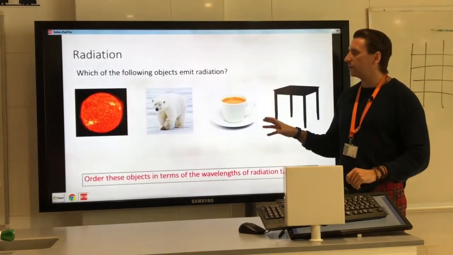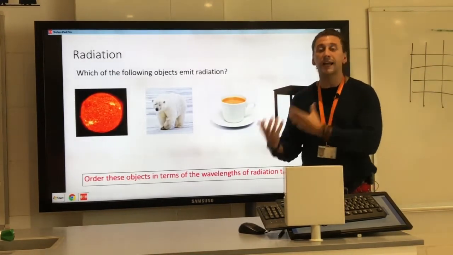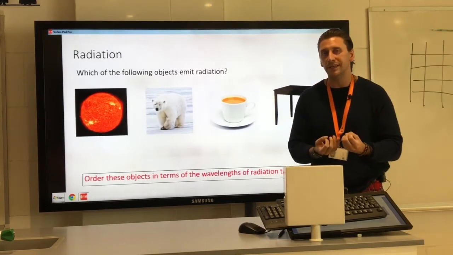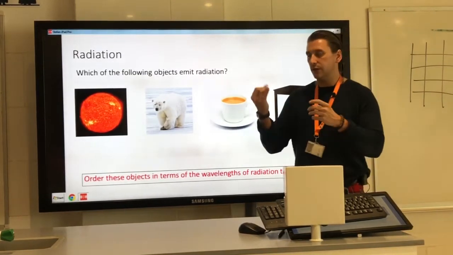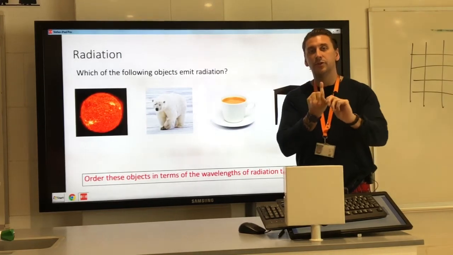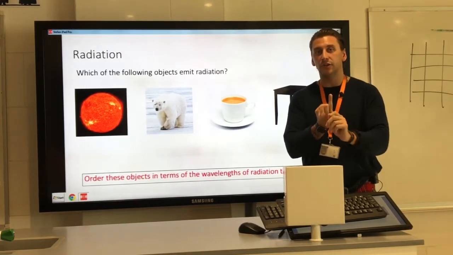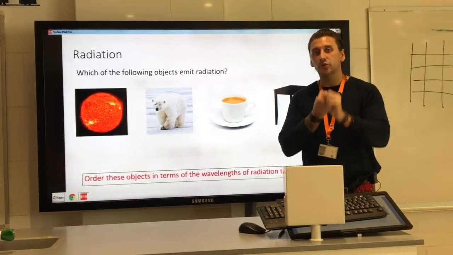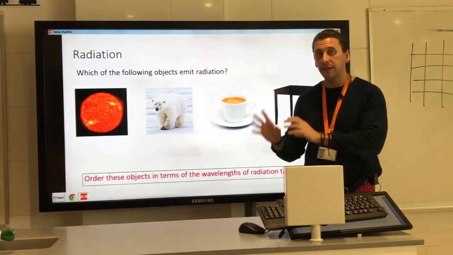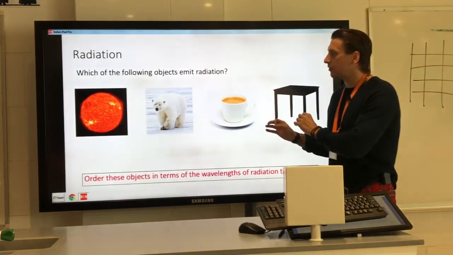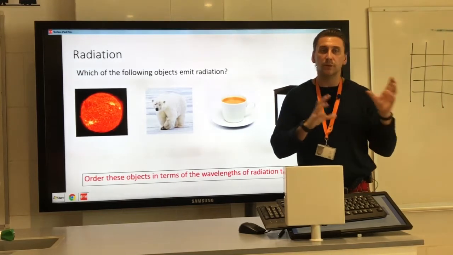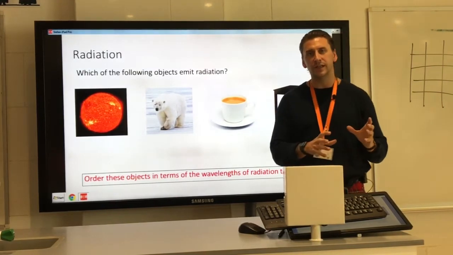If we look at different objects and the amounts and type of radiation that can be emitted by those objects, going back to the two things, the higher the temperature, the more intense radiation, and the higher the temperature, the shorter the wavelength emitted at the peak, then we can actually take a look and say, well, which objects will emit which types of radiation?